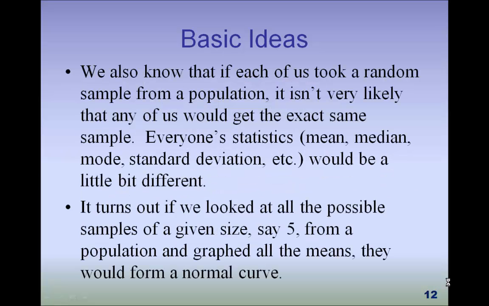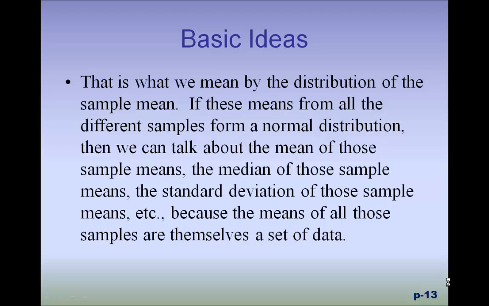We also know that if each of us took a random sample from a population, it isn't very likely that any of us would get the exact same sample. Everyone's statistics, mean, median, mode, standard deviation, etc., would be a little bit different. It turns out if we looked at all the possible samples of a given size, say 5, from a population and graphed all of the means from those samples, they would form a normal curve. That is what we mean by the distribution of the sample mean.